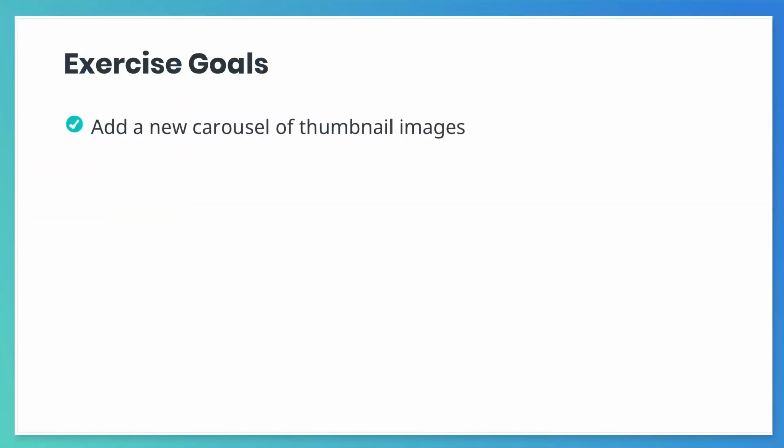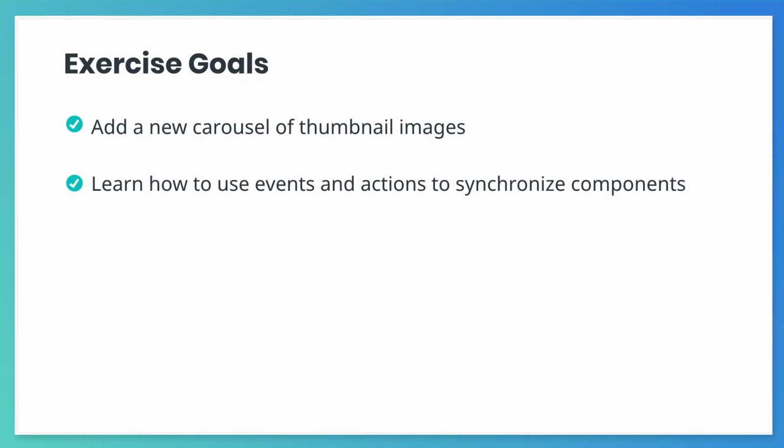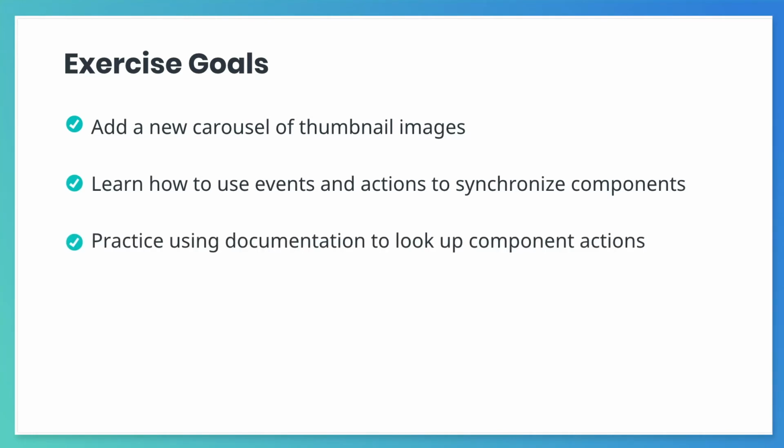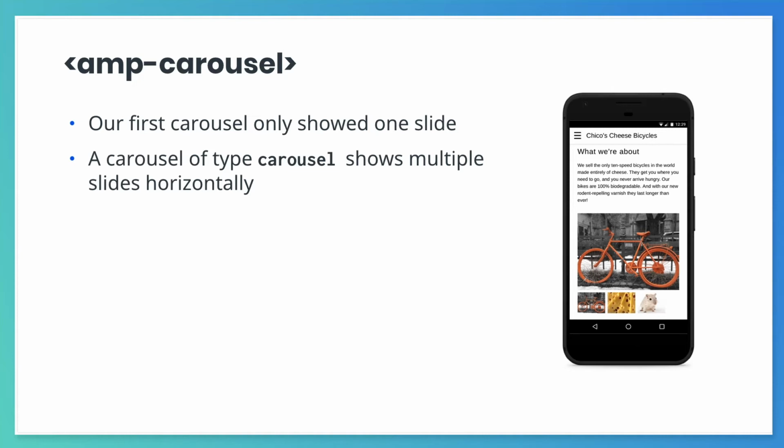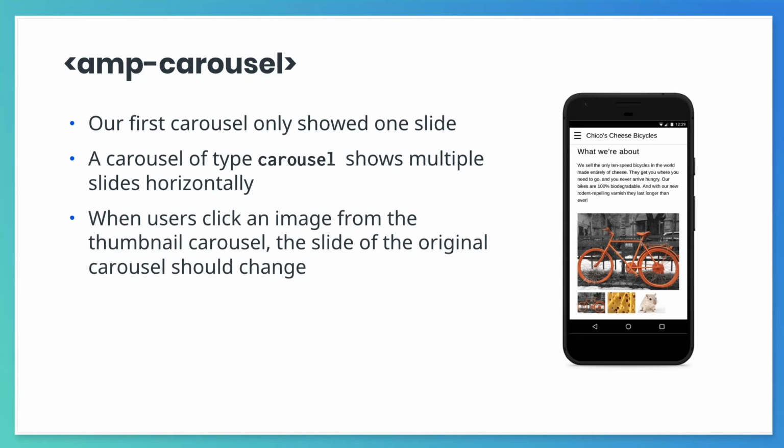First of all, let's add that new carousel of thumbnail images. Doing that, we'll learn how to use events and actions to synchronize components. And we'll also practice using documentation to discover component actions. The original carousel only shows one image at a time because its type is set to slides. If a carousel component is set to type carousel instead, the carousel will show more than one slide at a time. Carousel is the default. So if we make a carousel of smaller images and make its type carousel, we'll get a carousel of thumbnails. Now, when a user clicks an image in the thumbnail carousel, the original carousel will shift to the corresponding slide.